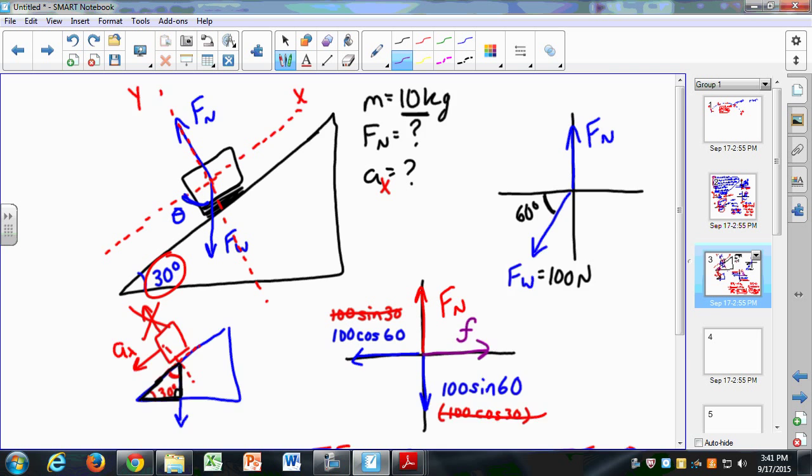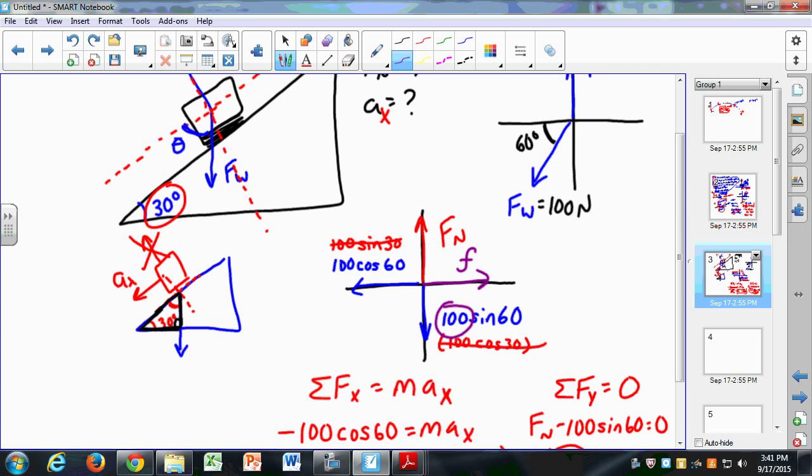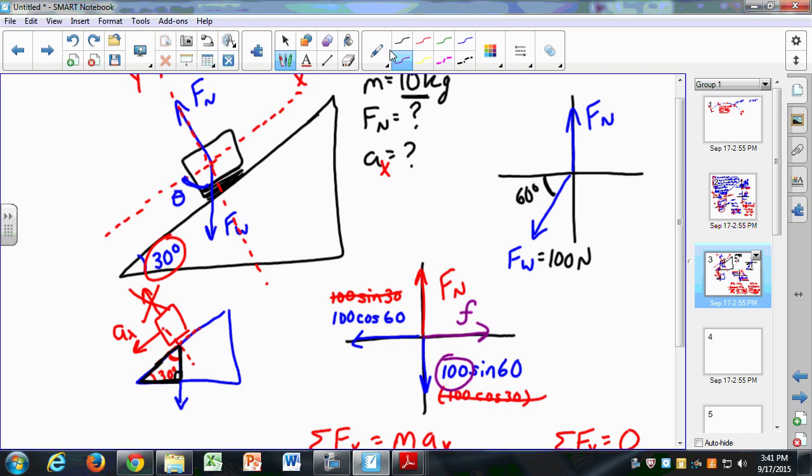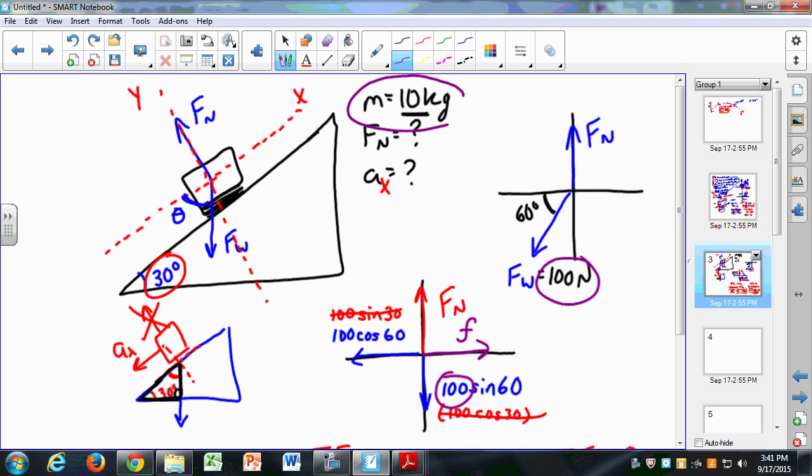Okay, the 100 newtons right here, that was the force weight, which goes back to the mass of the block. So if the mass of the block is 10 kilograms, the force weight is that mass times g, which is 10 kilograms times 10 meters per second squared. That's where the 100 came from. That's really the only known force that you have. All right, good question.